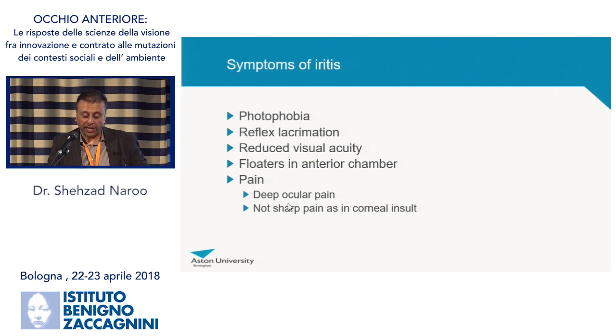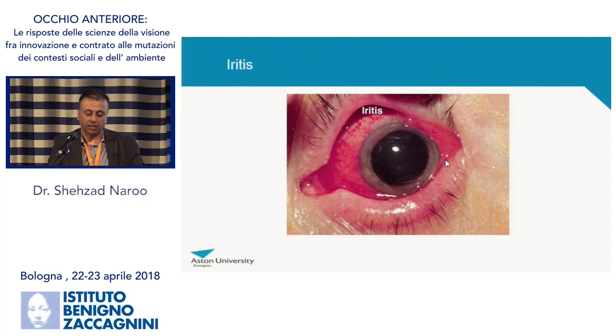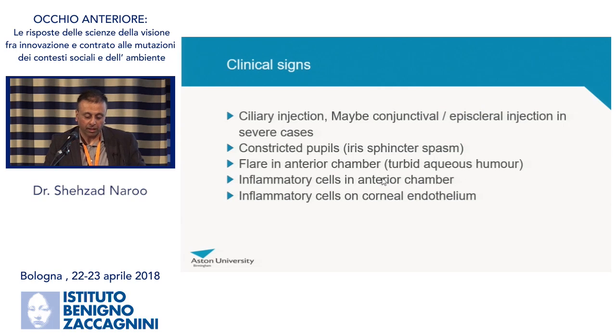These patients would have pain, but it's going to be this deeper pain that we were talking about, not the sharp corneal pain. And this is an iritis infection. You can see in this case it's caused distortion of the iris as well, and possibly even synechiae of the iris. What you will see, this hyperemia, this episcleral injection, constricted pupils often, but really look for the flare in the anterior chamber. That's the thing to look for, really.